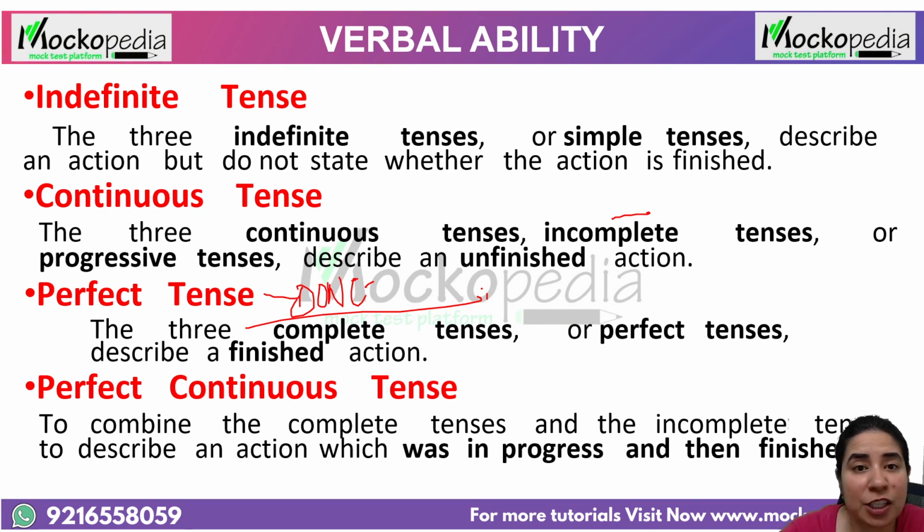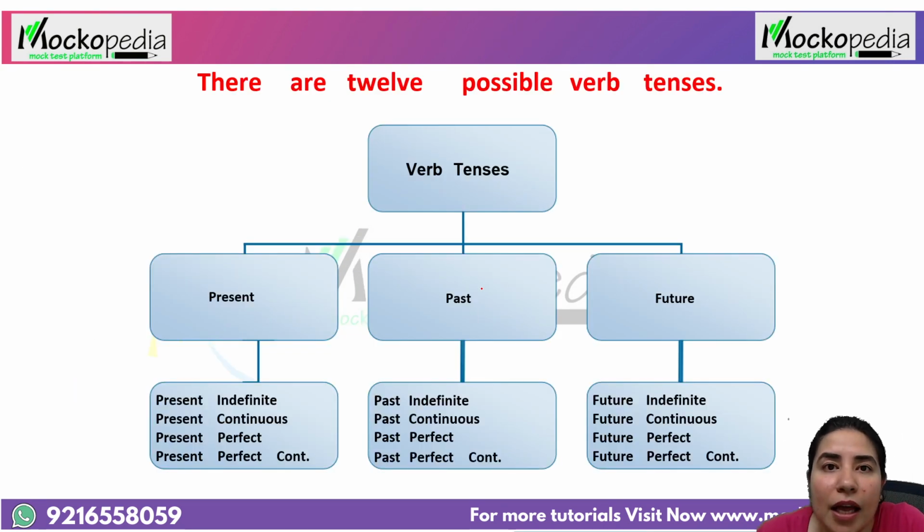So let's individually explore each of the tenses. Before that, this is the diagram that you can see for yourself. Simple, easy, breezy diagram. Just absorb it. There are 12 tenses that we are going to do. Just walk through it and then we will discuss each of the tenses in detail.